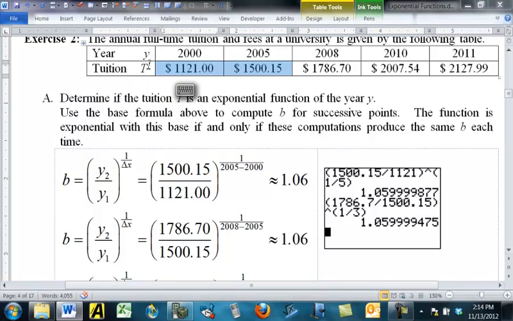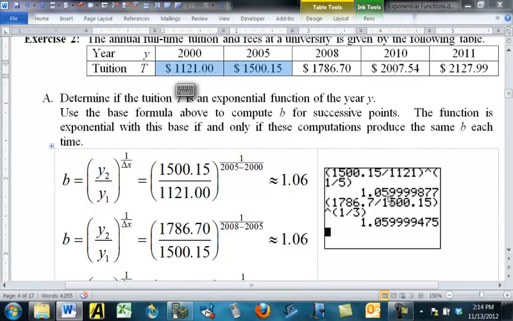I guess I should use the right letters here. It's t2 divided by t1. And in this case, delta x is really delta y because I use y for x here. Over on the formula, I use the generic y for output, x for input. So the change in the input is 5 years, so I'll take the 1/5 power. And then the ratio of the t values, the outputs, is $1,500.15 divided by $1,121. You can see how I did that over here in the calculator, and I got approximately 1.06.